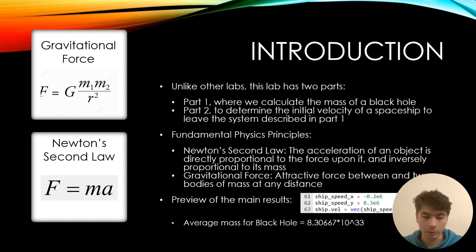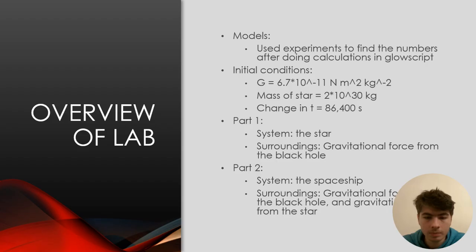A quick preview of my main results was that in part 1, I found the average mass of the black hole to be 8.30667 times 10 to the 33 power, and I found the ship speed x and y to be negative 0.2 times 10 to the 6, and 8.3 times 10 to the 6 in the y direction to escape the system described in part 1.